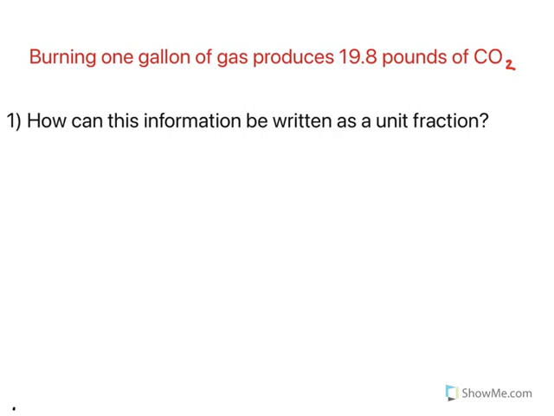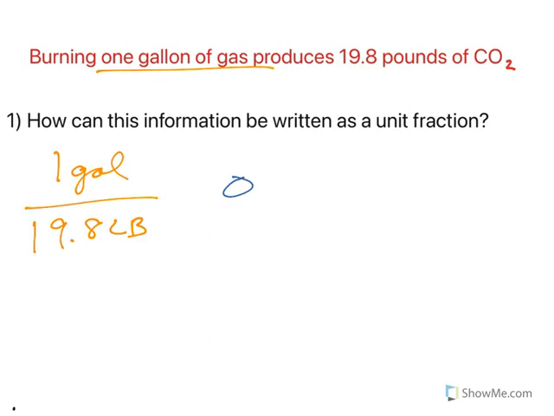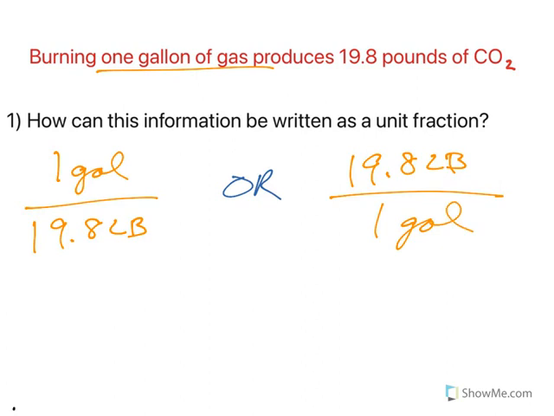So how can we write that as a unit fraction? Well, we know that 1 gallon of gas is the same as 19.8 pounds of CO2. Or, remember that we can also flip that around and say 19.8 pounds is 1 gallon of gas. So it really depends on which way we're dealing with that, like what way do we need it.